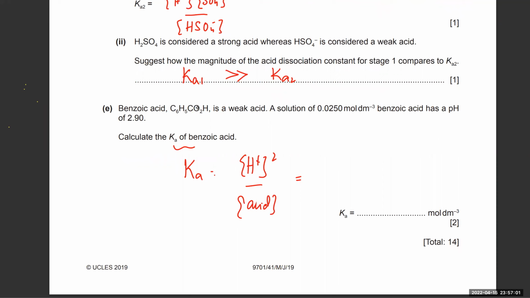You're given the concentration of benzoic acid, that's 0.0250, and you're given the pH. If the pH is 2.9, what is the H+ concentration? If you take the inverse antilog of negative 2.9, it comes out as 10 to the power minus 2.9, and it's being squared as well. So what do you get for K in this case? This is a calculator. What are we getting?